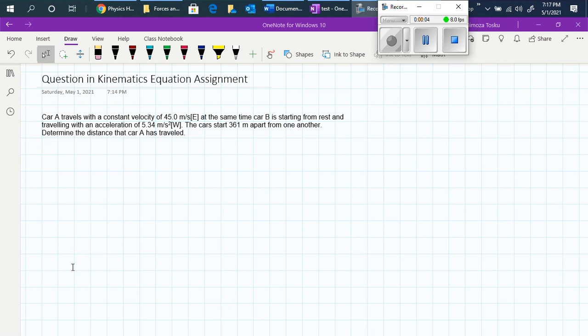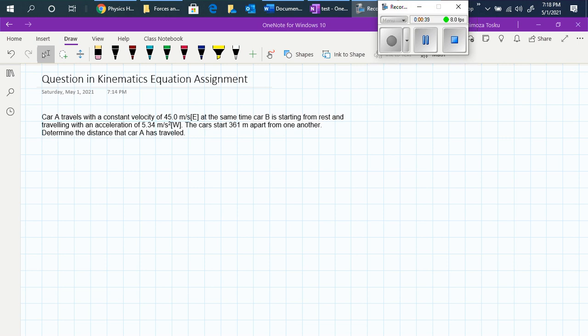This is a question on a kinematics equation assignment, which I have seen a lot of questions on year to year. Therefore, I will explain it to you, and then you can solve the other one. Car A travels with a constant velocity of 45 meters per second east, and at the same time, car B is starting from rest and traveling with an acceleration of 5.34 meters per second squared going west.